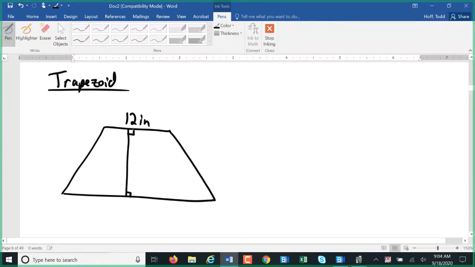Let's get the distance between bases here. We'll call that 20 inches. And this base down here, we're going to call, let's call it 32 inches.